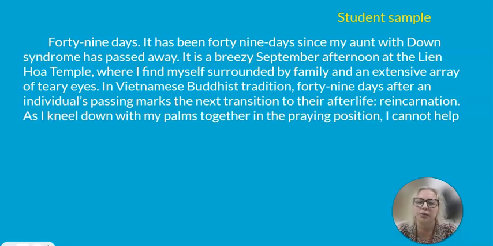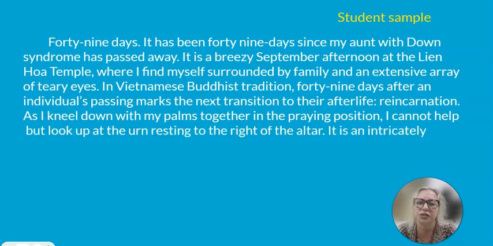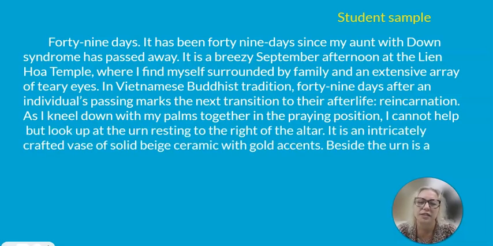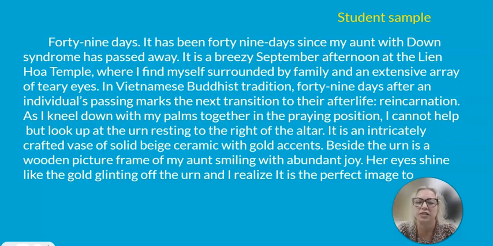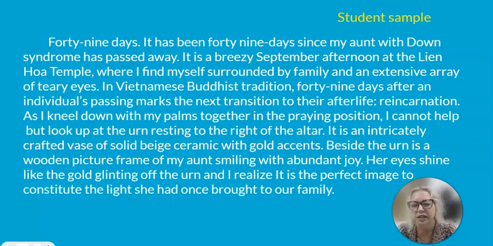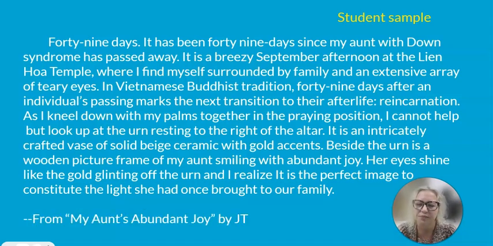As I kneel down with my palms together in the praying position, I cannot help but look up at the urn resting to the right of the altar. It is an intricately crafted vase of solid beige ceramic with gold accents. Beside the urn is a wooden picture frame of my aunt smiling with abundant joy. Her eyes shine like the gold glinting off the urn, and I realize it is the perfect image to constitute the light she had once brought to our family.